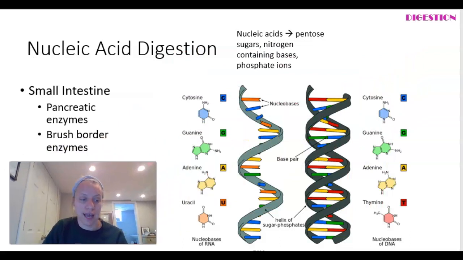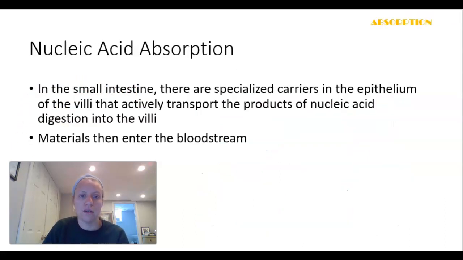As far as nucleic acid digestion goes, we're going to go from nucleic acids to pentose sugars, nitrogen-containing bases, and phosphate ions. So all the components of the nucleic acids. We're talking about DNA and RNA. All nucleic acid digestion occurs in the pancreas and in the small intestine with the help of pancreatic enzymes and brush border enzymes. Nucleic acid absorption is very similar to protein and carbohydrate absorption. I will not test you on nucleic acid digestion or absorption. I'm just giving you that information in case you need it for the future.